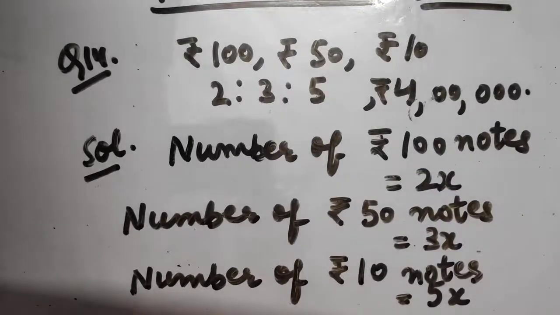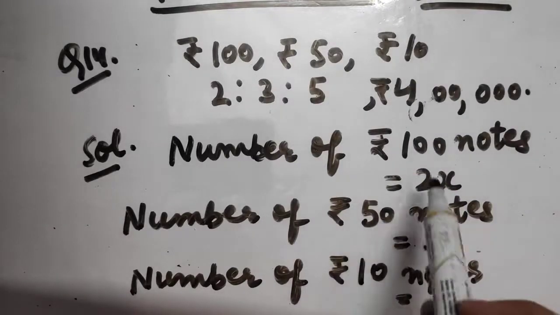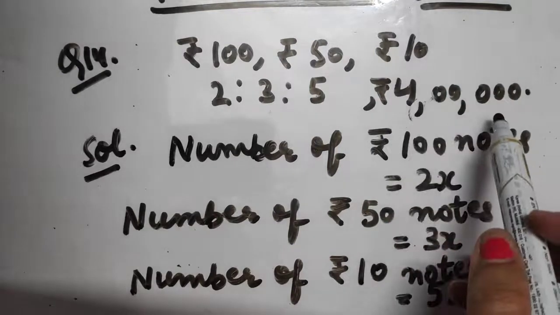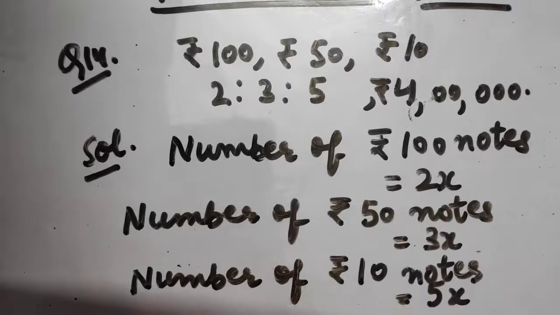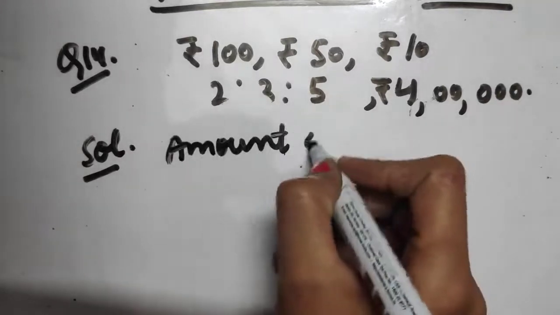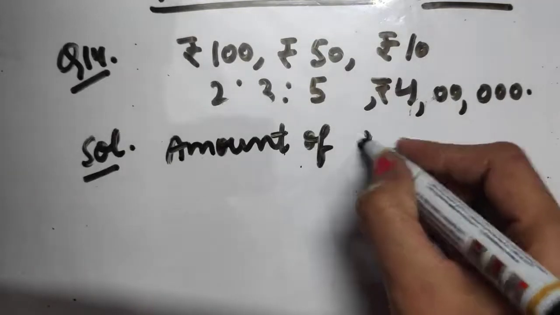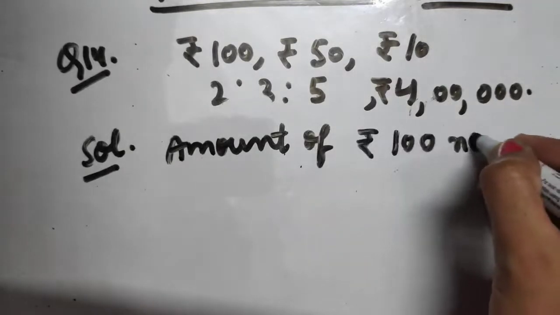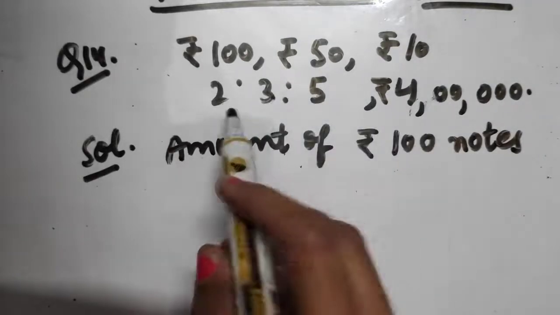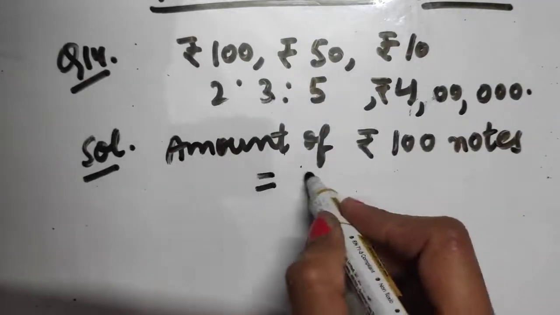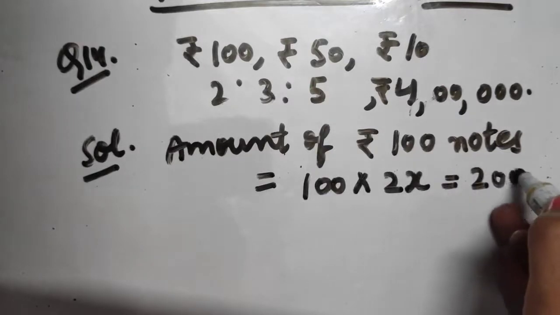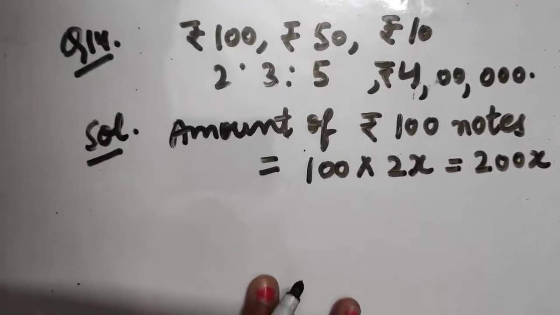Now, what will be the amount? I need to first find out the amount and then put it equal to, and their sum will be equal to this total amount, that is 4 lakh rupees. Now, amount of rupees 100 notes. How many notes do I have? Total of 100 rupees notes is 2x, but the amount will be this 100 into 2x, that will be equal to 200x. This will be the amount.